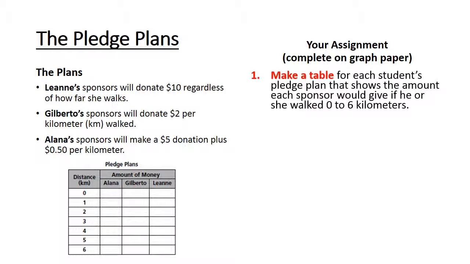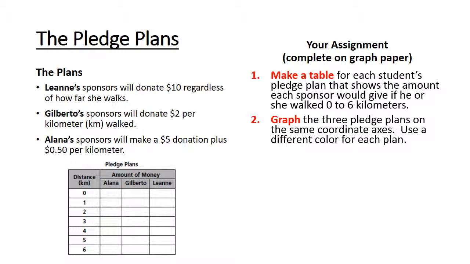After you've made the table, you need to graph the 3 pledge plans on the same coordinate axes. And I would suggest that you use a different color or highlight each of them in a different color. I would graph them in pencil first to make sure you don't make any mistakes.